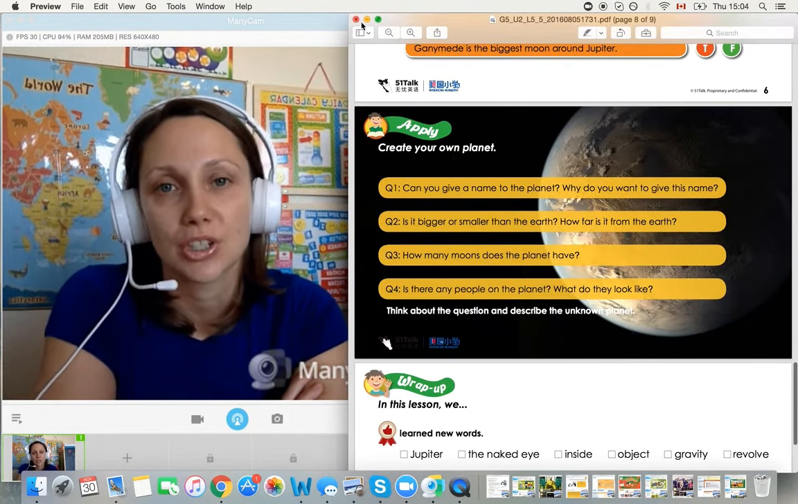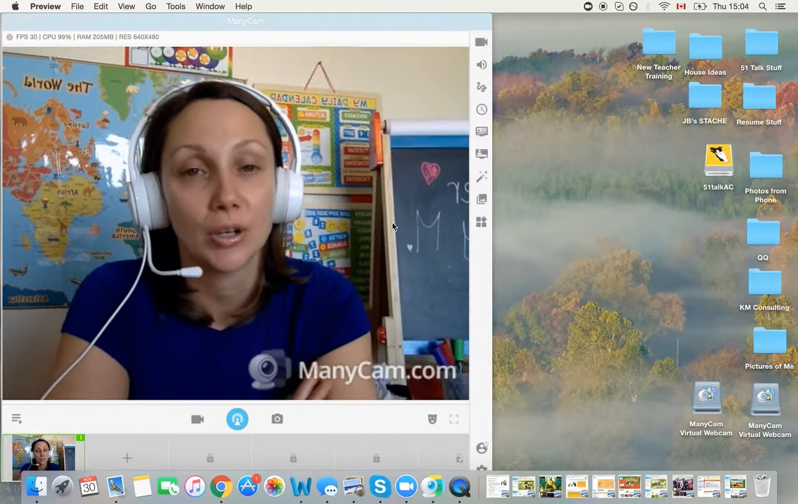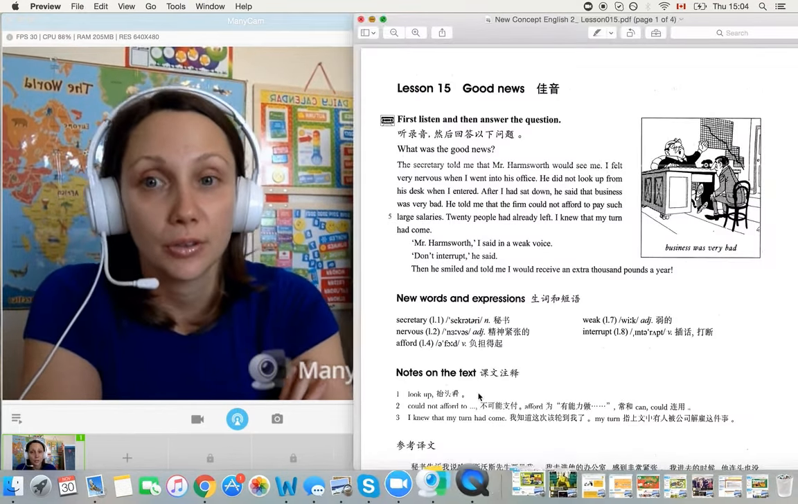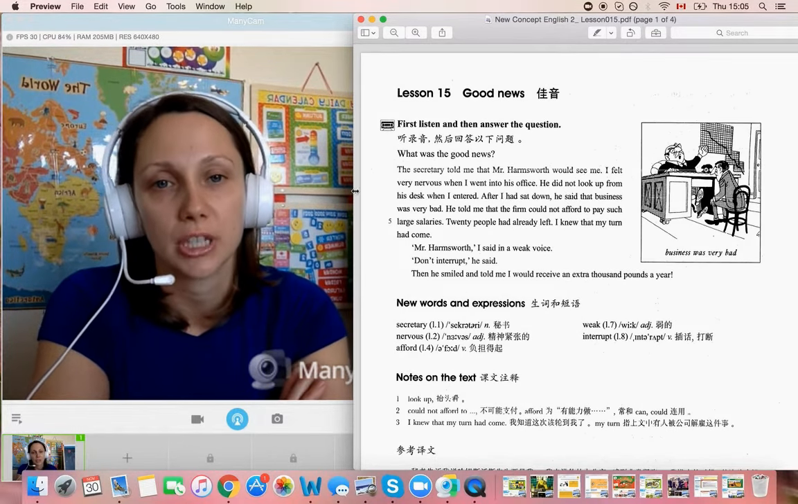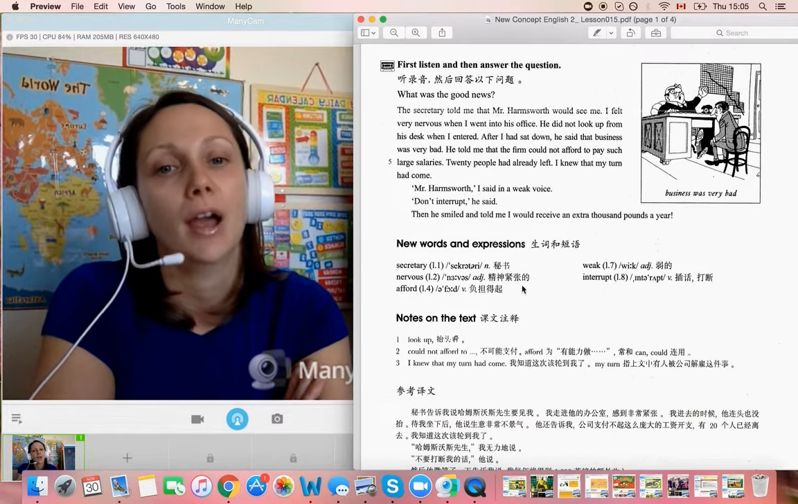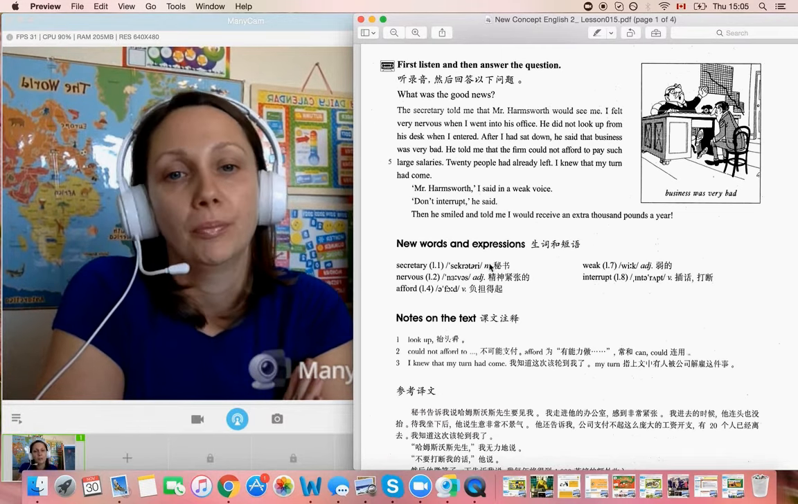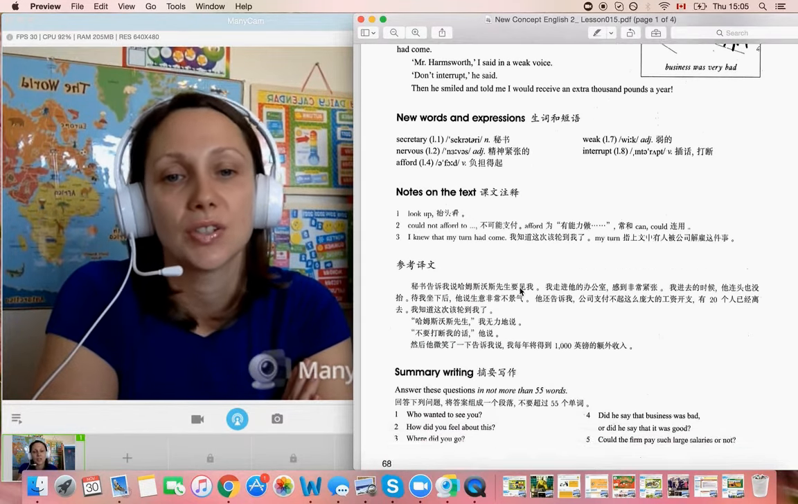It gives you questions about creating your own planet. So it's really trying to encourage critical thinking amongst your students. These lessons are a little bit harder. There's usually a reading paragraph, and it gives words and the translation in Chinese to them.